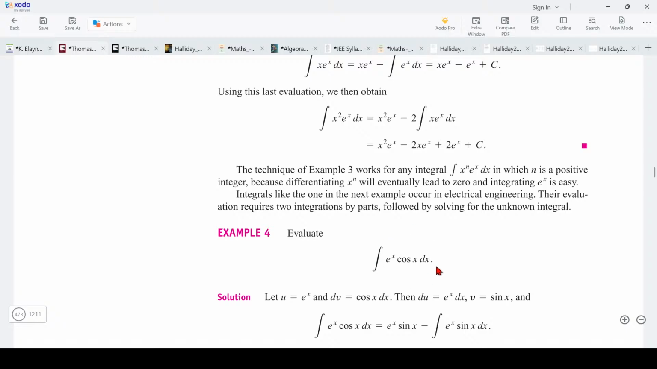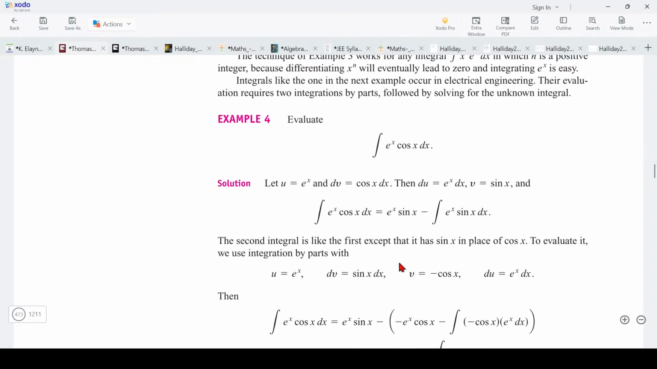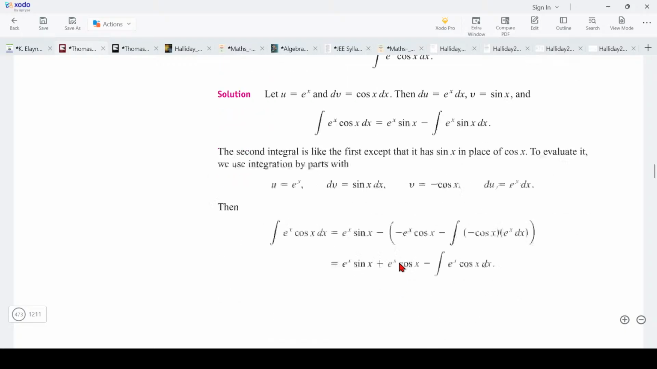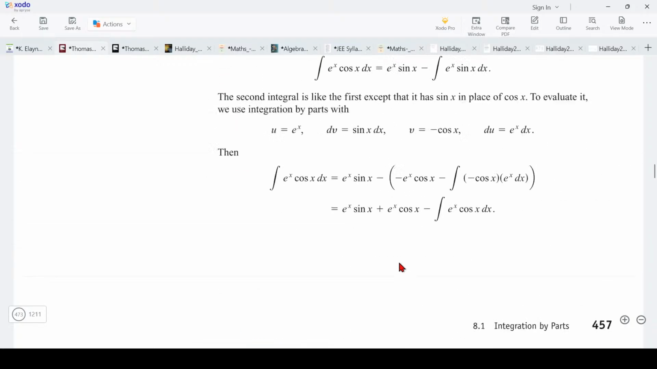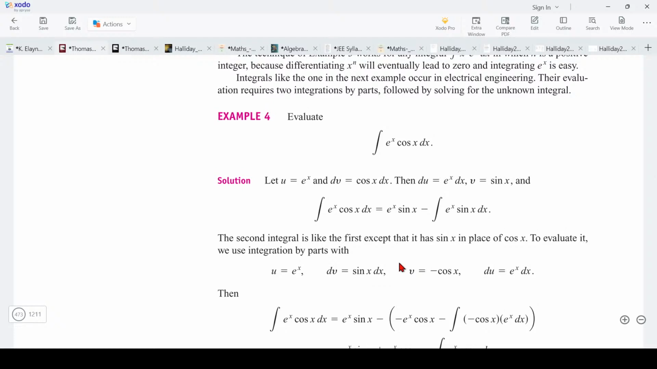Now try this one. Here again, you have two options. You take either cos x as first or e power x as the first. In this case, e power x we are taking as the first. Then we are getting this in this form. E power x cos x has become e power x sin x.